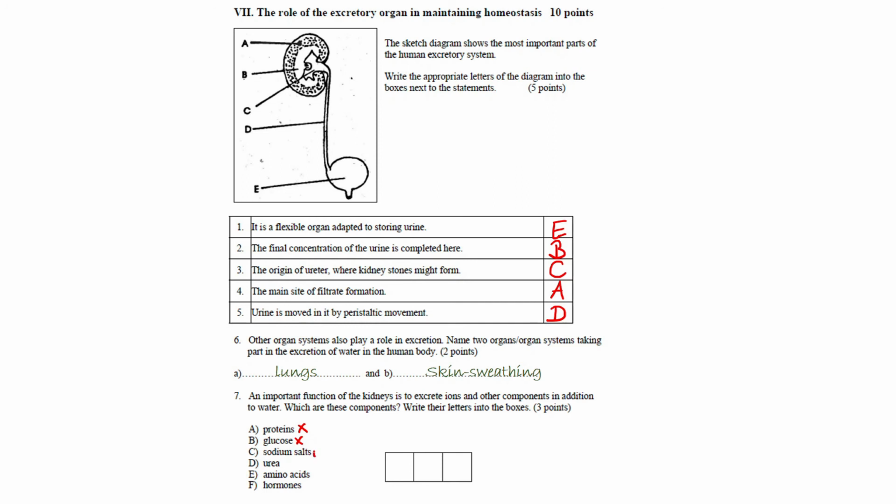We discussed that sodium salts are present, urea is definitely present, amino acids, no, and then hormones are present. You can remember that the pregnancy tests are actually using a hormone from the urine, so that can help you to figure out the correct answers. So C, D, and F. Okay.